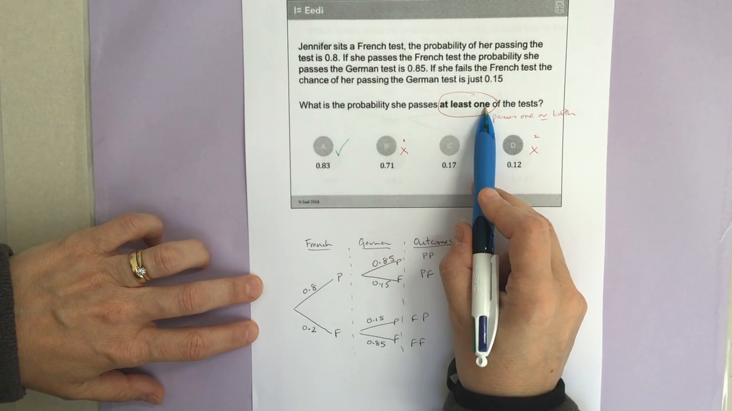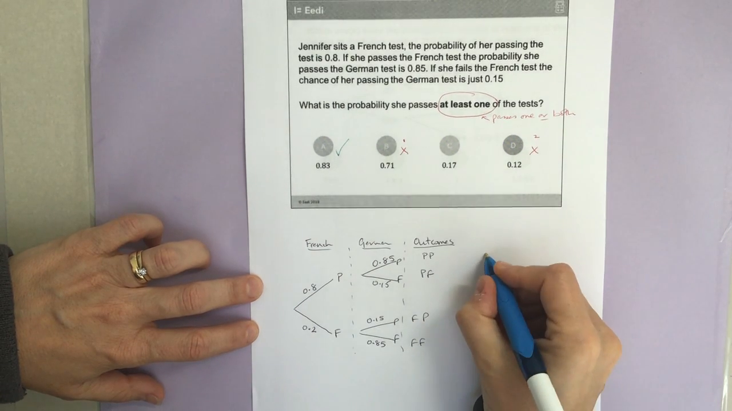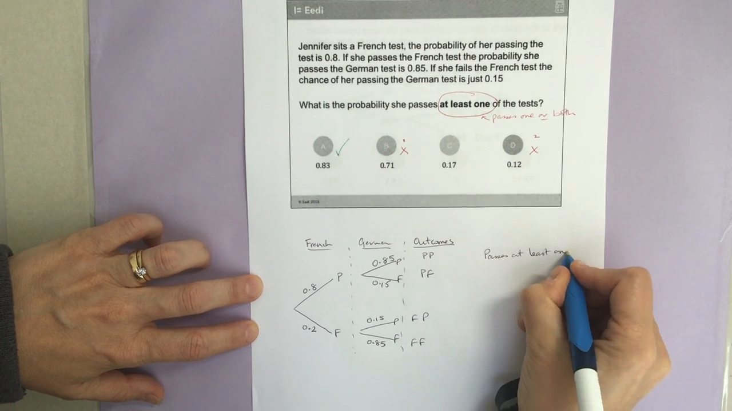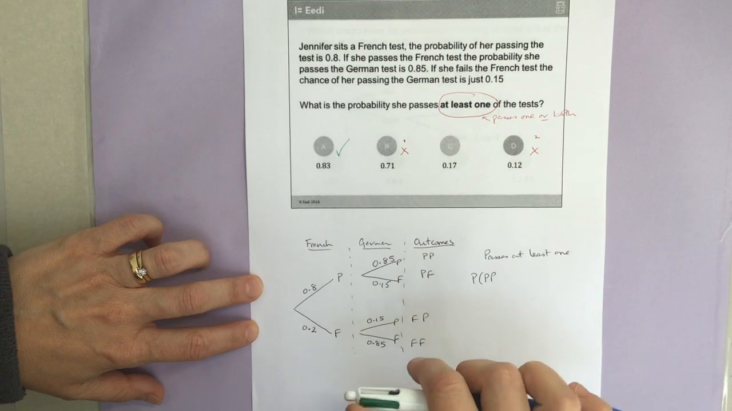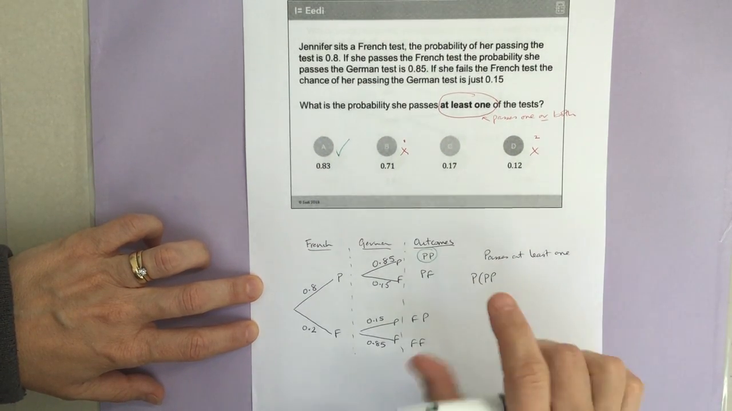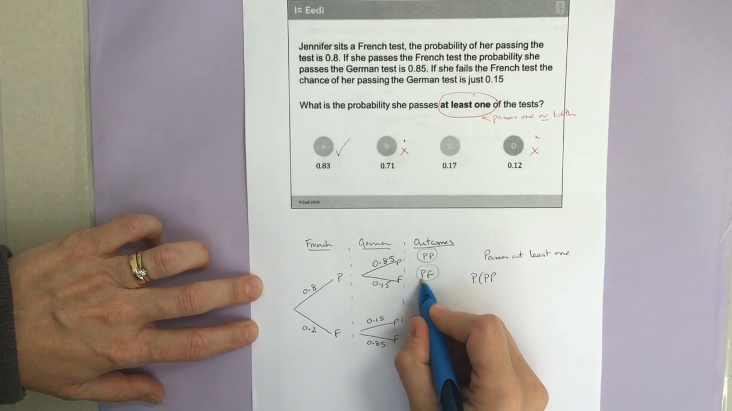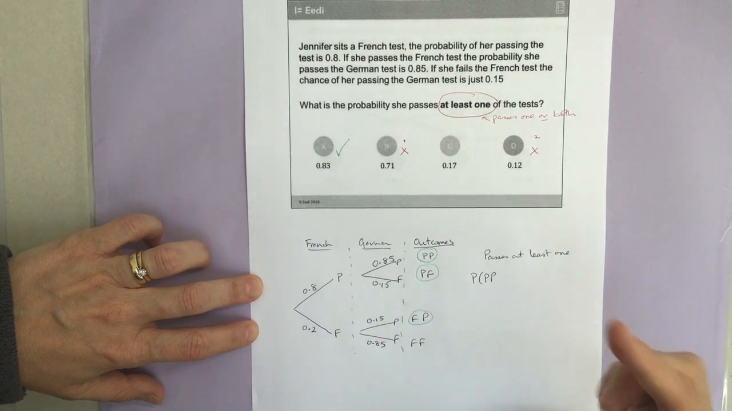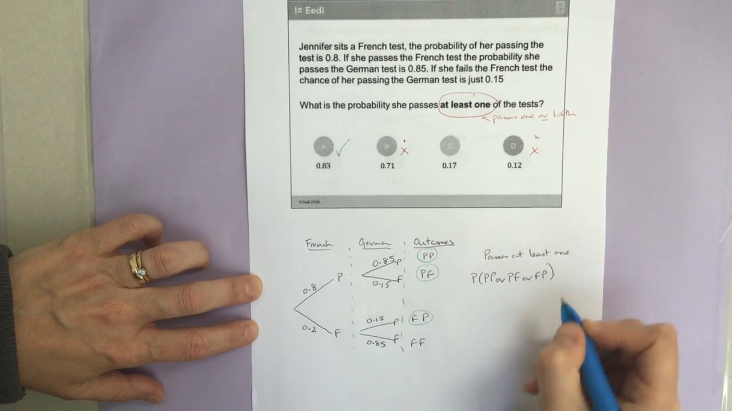So if we're looking at this then, the probability down here that she passes at least 1, so that's going to be the probability she passes both of them. So here's our outcomes, because she's passed at least 1 there, she's passed 2. She passes French but fails German, because she's passed at least 1 here. Or she fails French and she passes German. So that's the probabilities that I need.